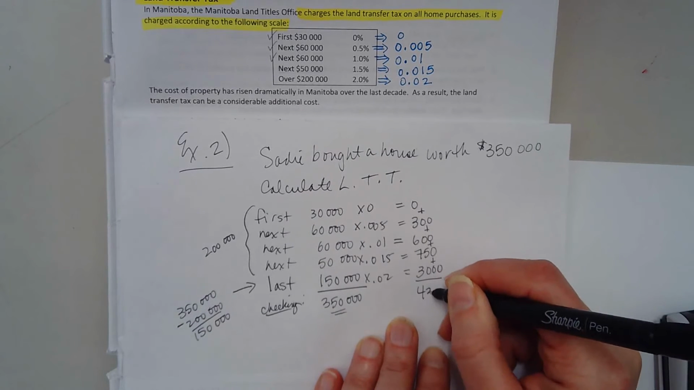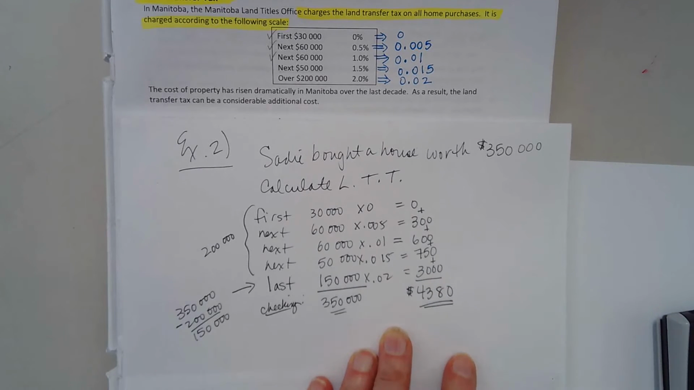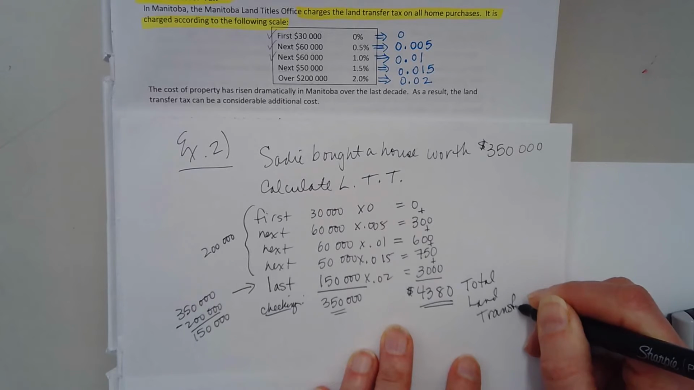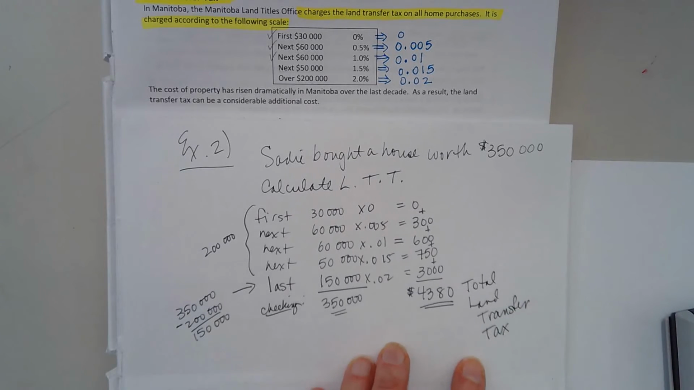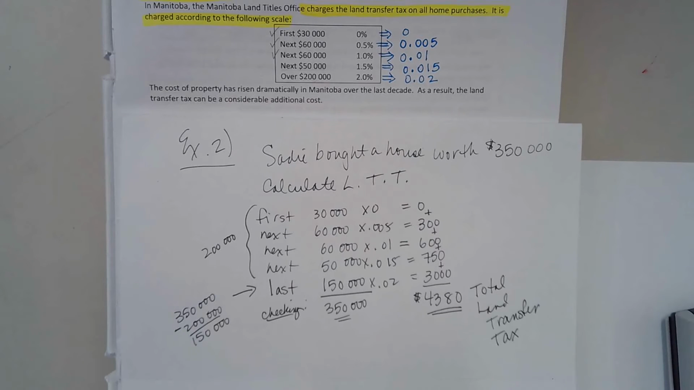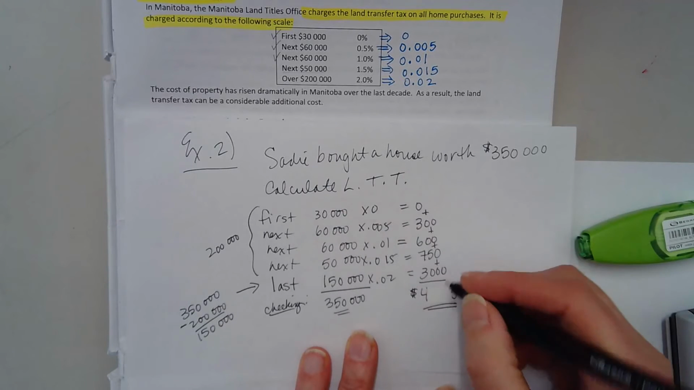Okay, so we get a whacking land transfer tax bill of $4,380. Where does the what? Oh, what did I do wrong? Okay, 300 plus 600 plus 750. Did I do something wrong? 4,650, yeah. I don't know what I did there. My fingers slipped again. 4,650, is that what you got, Candace? Okay. Sorry about that. 4,650.